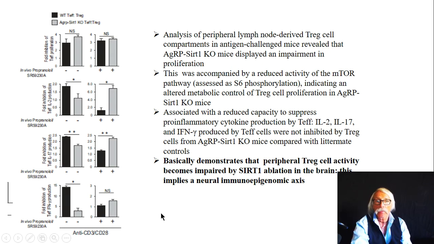Basically, what this demonstrates, because now you're having the talk between the Tregs and the T effector cells, what this data demonstrates, okay, further on, is that this is not just a loose correlation. This is a really tightly regulated thing with two different populations of T cells that are really going to affect the entire immune response in the periphery, okay? Basically, this data demonstrates that peripheral Treg cell activity becomes impaired by Sirtuin ablation in the brain. And that implies a neural immunoepigenomic axis. That's what's going on here.